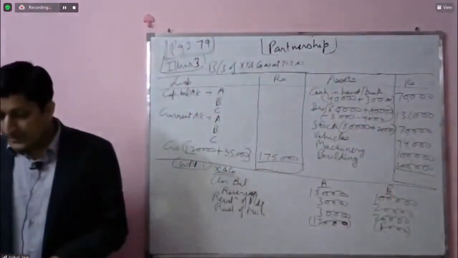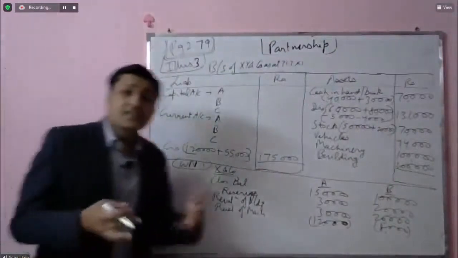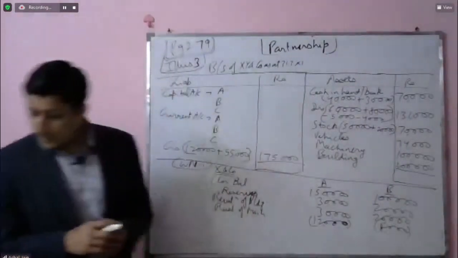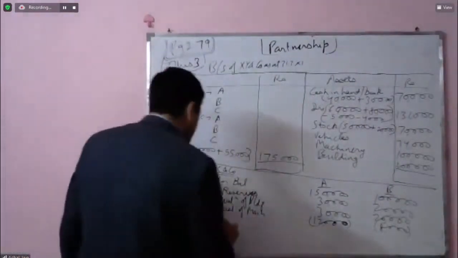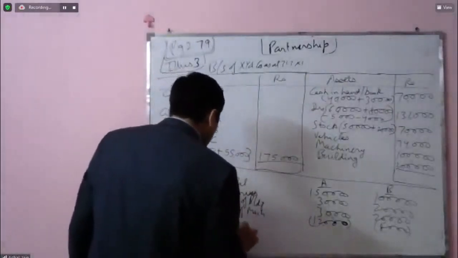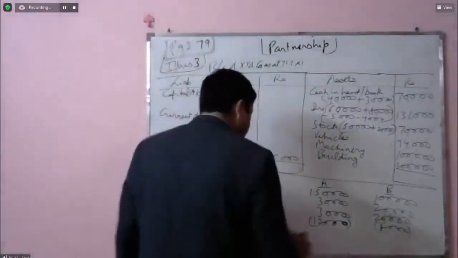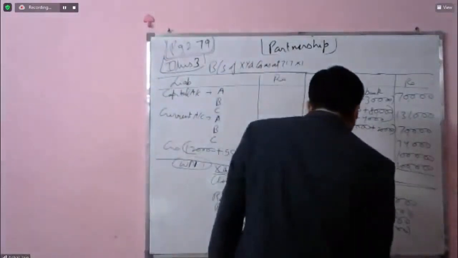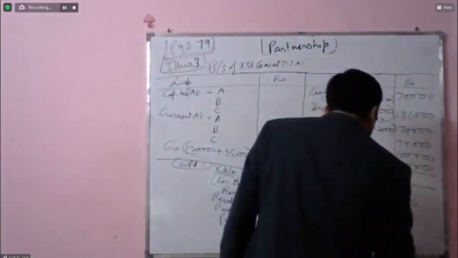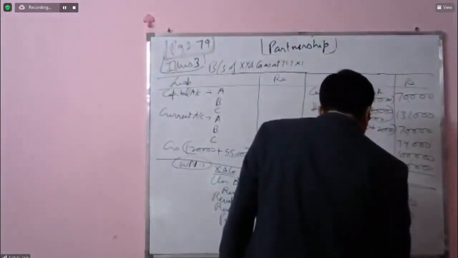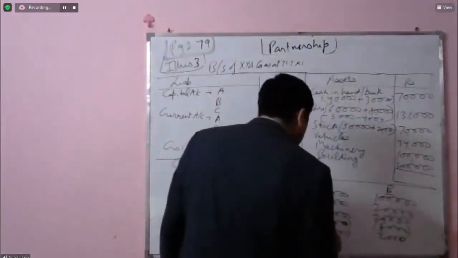Clear? Then the provision: debtors will not realize to the extent of 5,000. So that will also be passed on. Provision for doubtful debts, 5,000. Sorry, this is total 5,000. So this is 3,000.